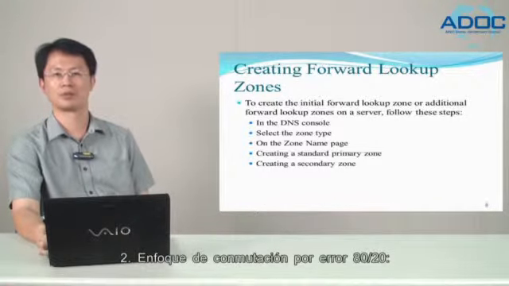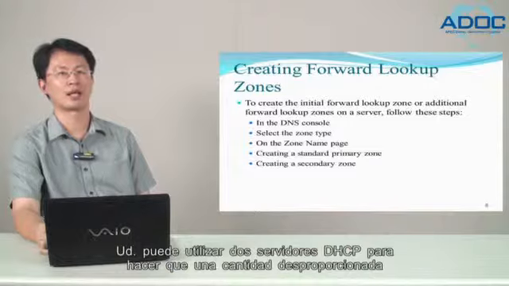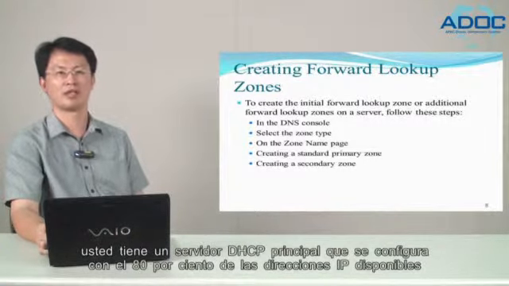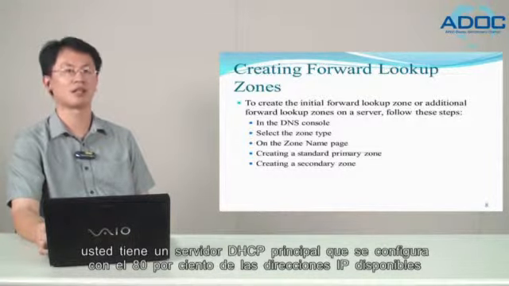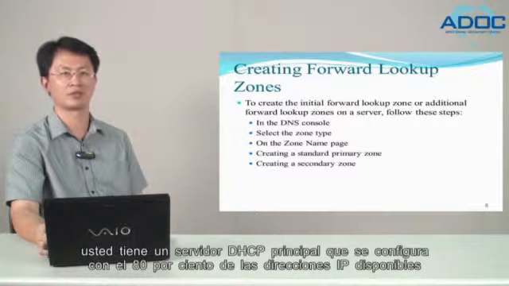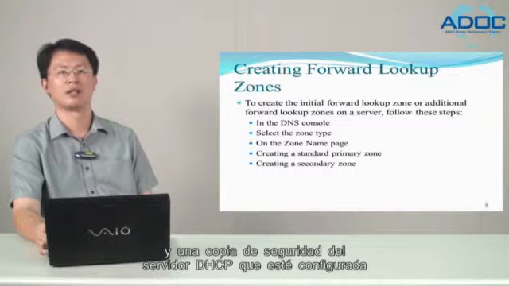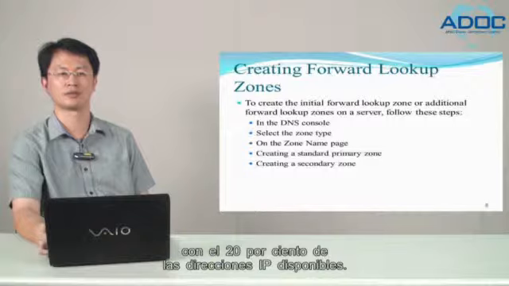80-20 failover approach. You use the two DHCP servers to make a disproportionate amount of IP addresses available to clients for leasing. Here you have a primary DHCP server that is configured with 80% of the available IP addresses, and a backup DHCP server that is configured with 20% of the available IP addresses.